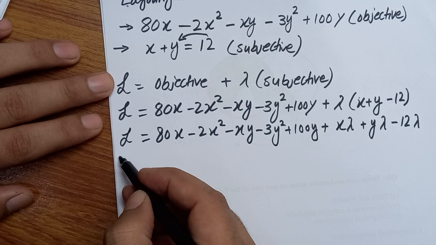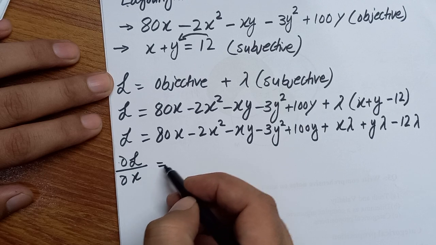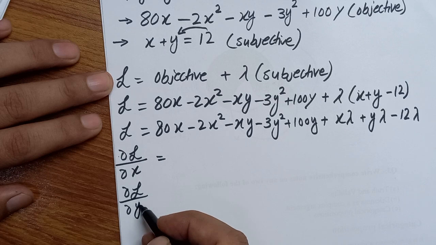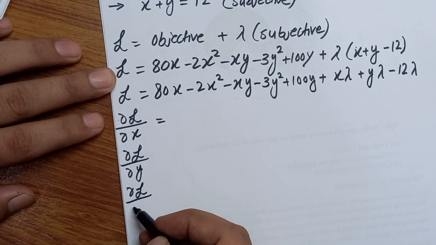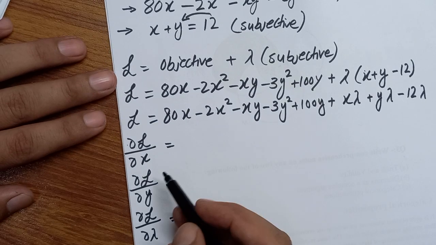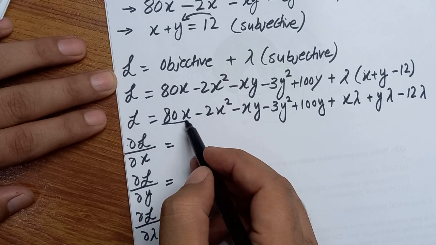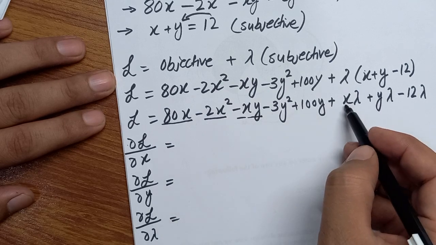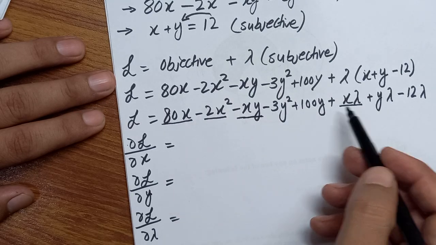So first we have the partial derivative of the Lagrangian with respect to x, then the partial derivative of the Lagrangian with respect to y, and last the partial derivative of the Lagrangian with respect to lambda. Whenever we find the partial derivative with respect to x, we will mention those terms which contain x. This contains x, this contains x, this contains x, and this term also contains x. So we will take the derivatives of only these terms.